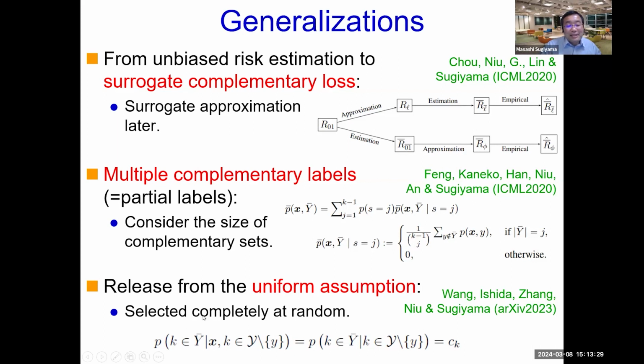But by considering the one sample setting for this problem, where we select the label completely at random, then we don't really need a strong uniform assumption, but still we can solve the problem. So this is still a new work, but in the end we have a fairly general formulation for complementary label learning.